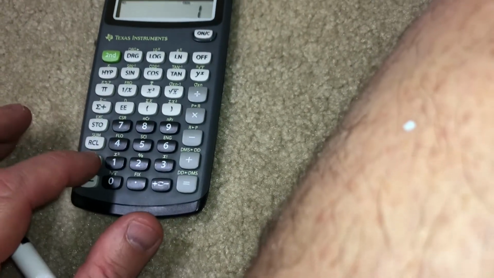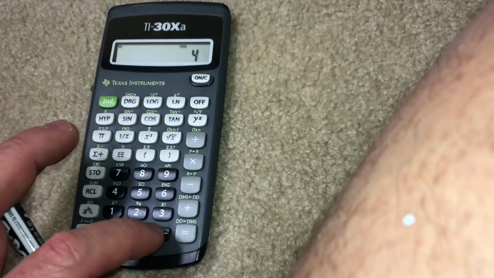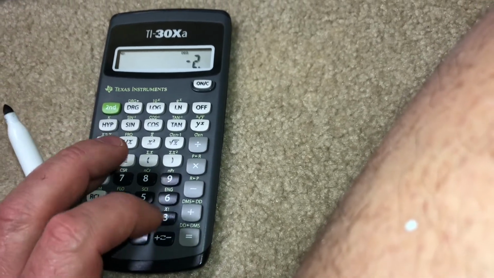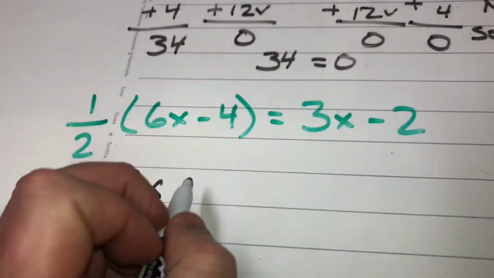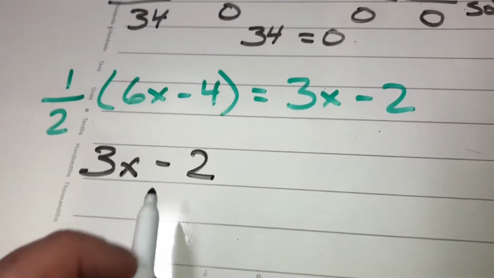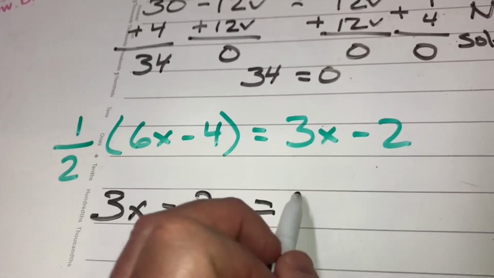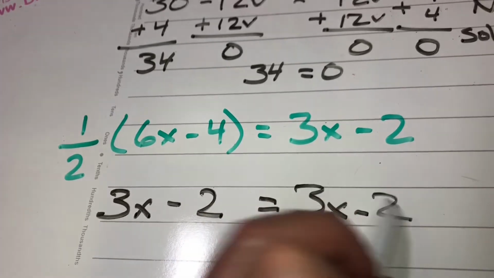Then I'm going to do 1/2 times negative 4. So I'm going to come over here. 1/2 times negative 4 equals negative 2. So this is going to be minus 2. All right. And then, that's interesting. 3x minus 2 equals 3x minus 2.